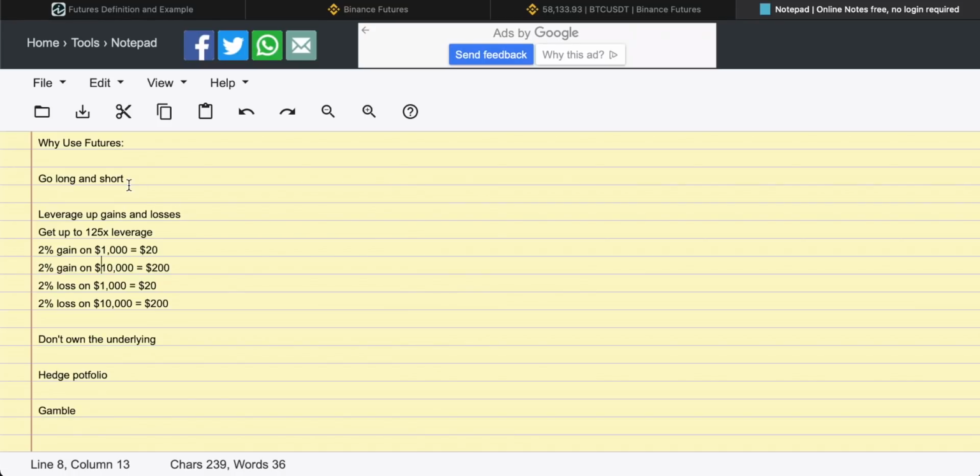So you can see here, you can actually go long and short a future, which you can't do with the underlying asset. So for example, with Bitcoin, it is a digital asset and you need to purchase it and hold it and keep it. That's known as going long.